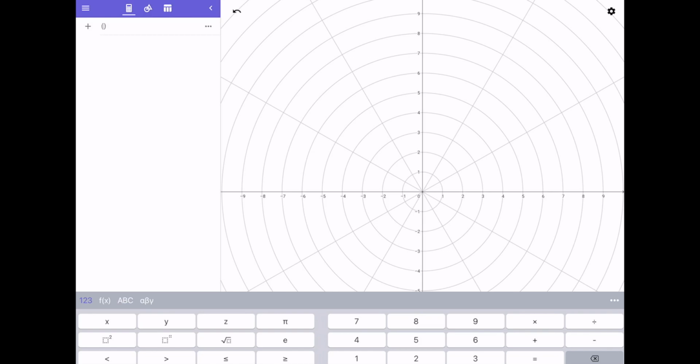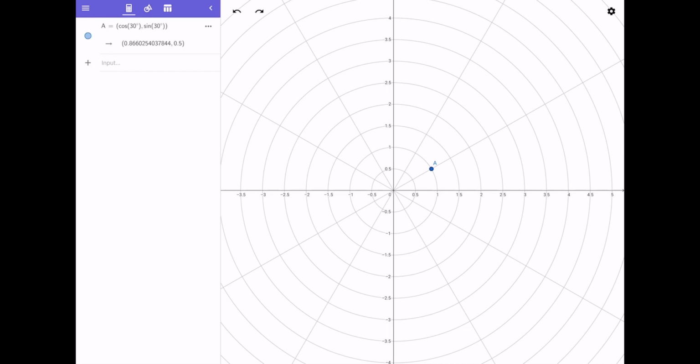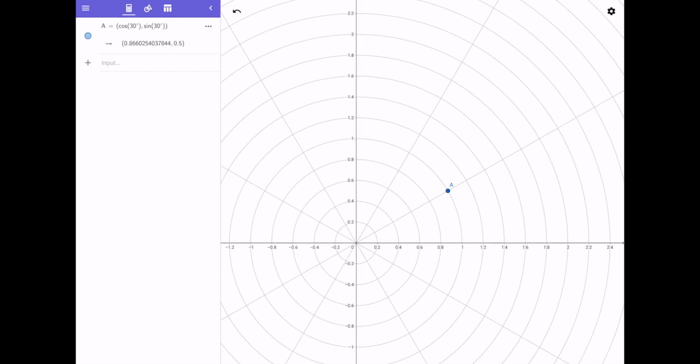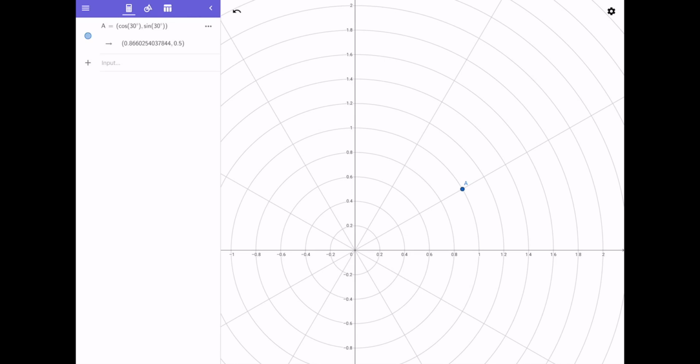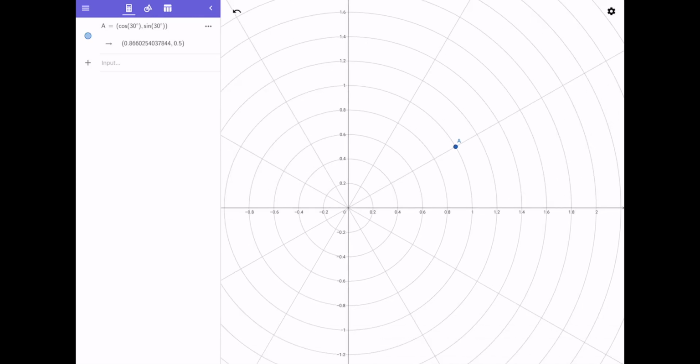We need parentheses for the point. We need the cosine function for the x value. The angle was 30, comma. We need the sine value for y, so we have sine and the 30. And here we go. Point A is plotted on a third of the first quadrant. 90 divided by 3 gives us 30 degrees. So we know we have entered it correctly.